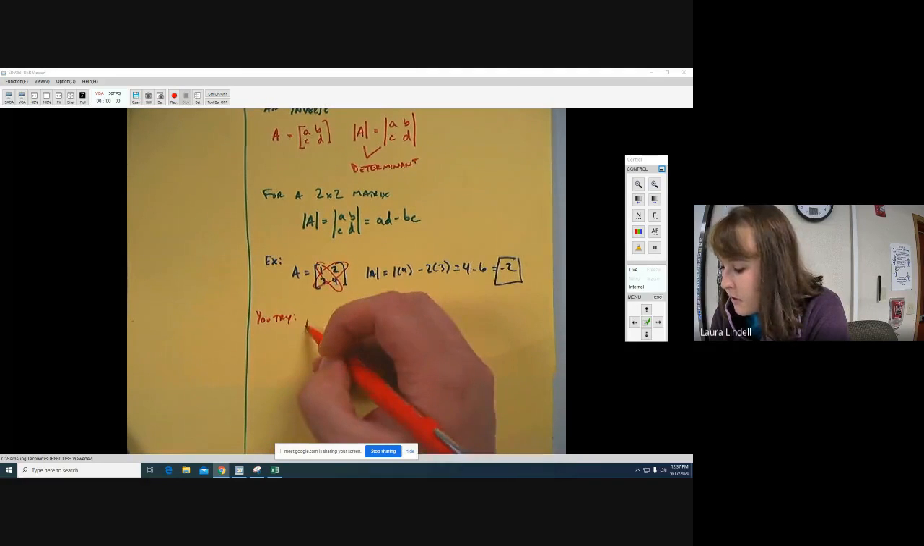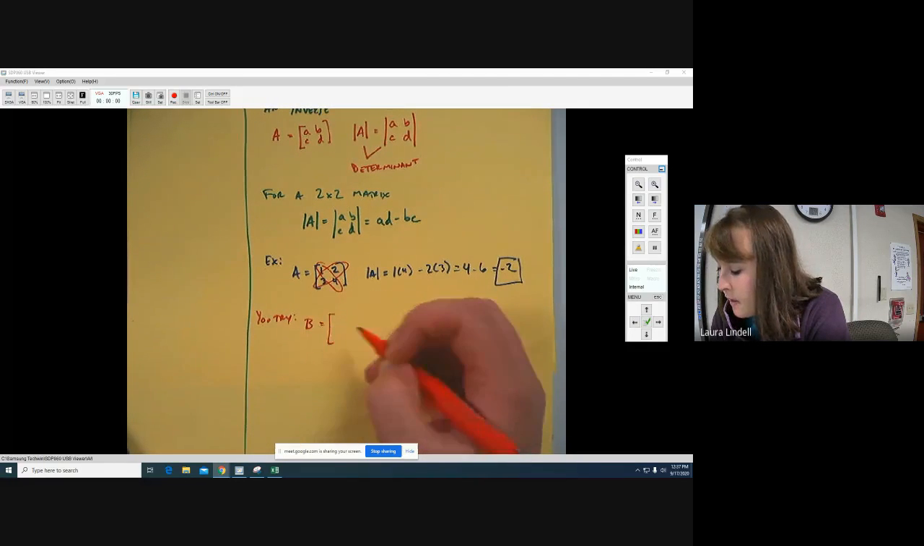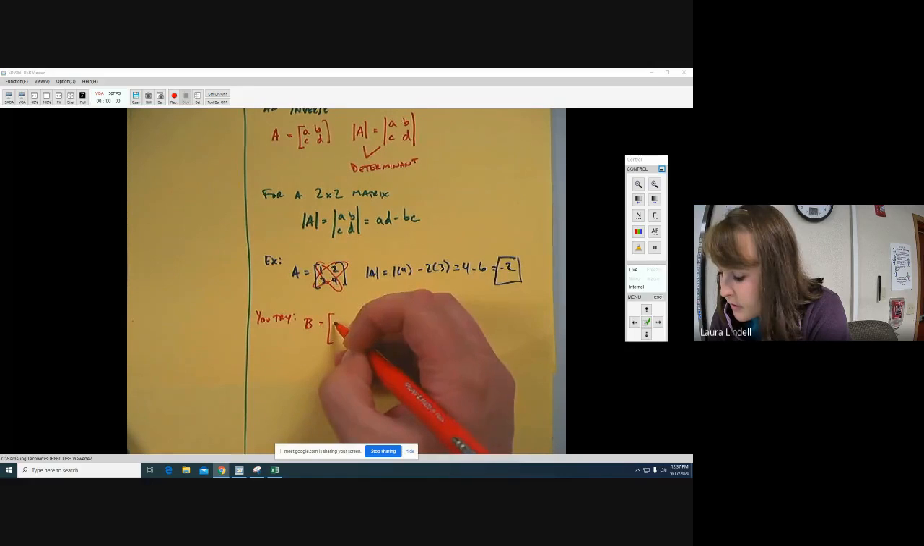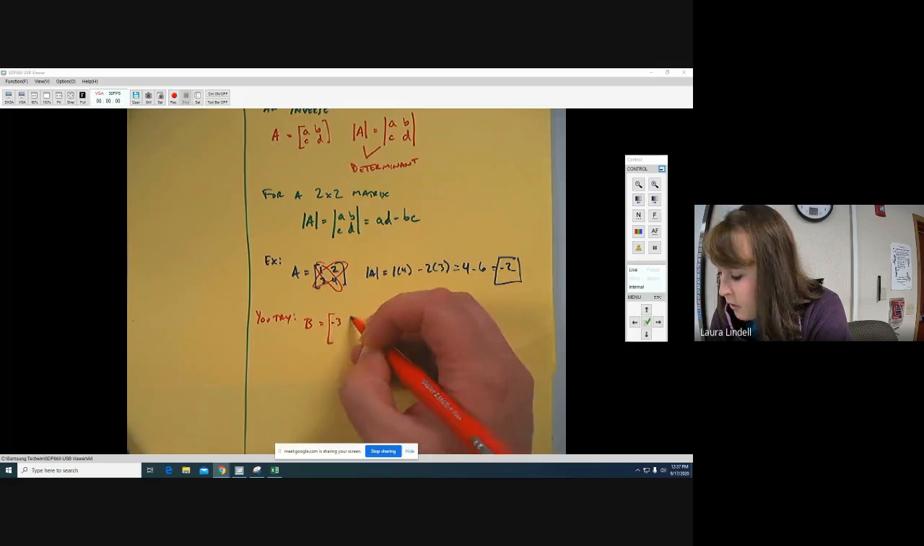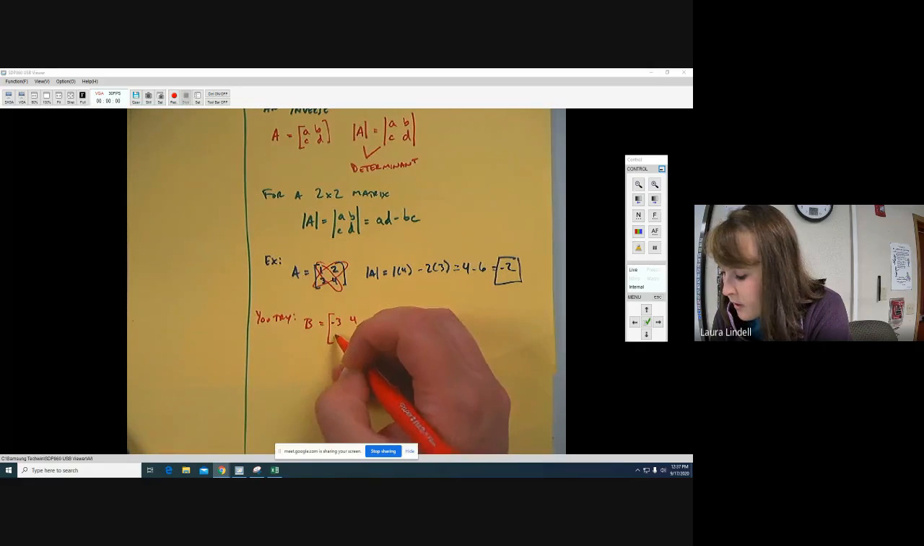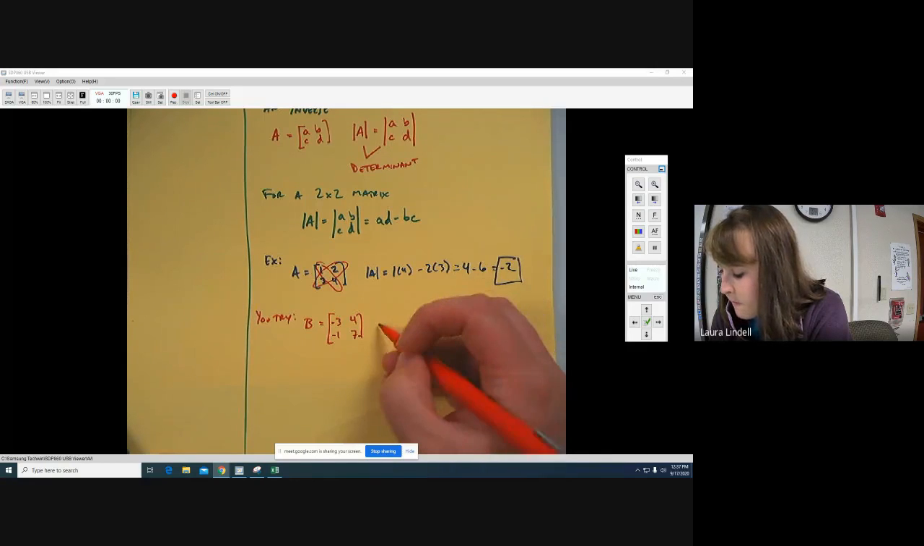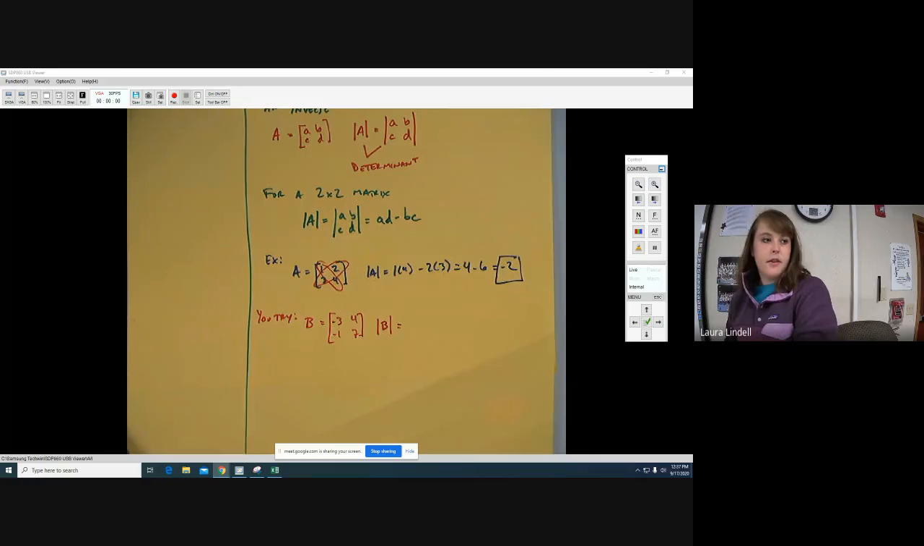So I'll give you guys one to try. Here's matrix B. Matrix B is -3, 4, -1, 7. Go ahead and find the determinant of B using that same process. And once you've got it, type done in the chat.